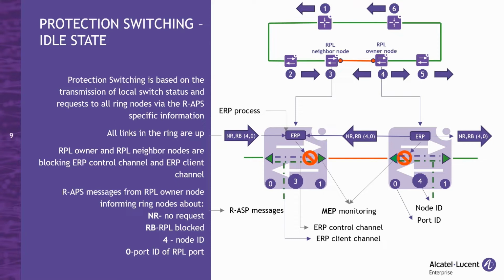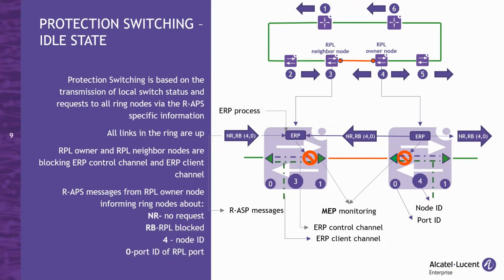As stated in the standard, protection switching is based on the transmission of local switch status and requests to all ring nodes via the R-APS specific information. In this idle state, it is RPL owner informing all other nodes in the network using R-APS messages that RPL is blocked on node 4 itself and its port 0. The message includes also code NR, meaning no request.